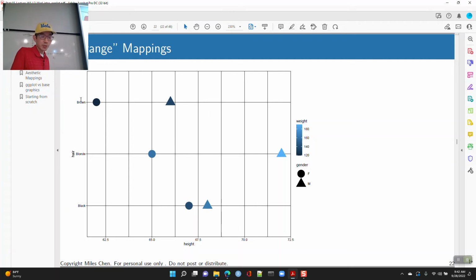And then for the vertical part, we just have 3 tick marks. We just said black goes here, blonde goes here, and brown goes here. That's because R has no idea. R doesn't have any interpretation for these words.